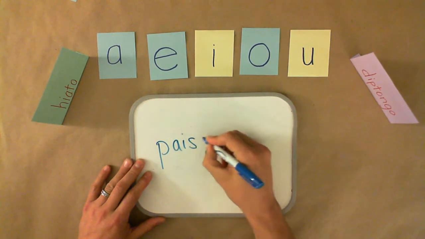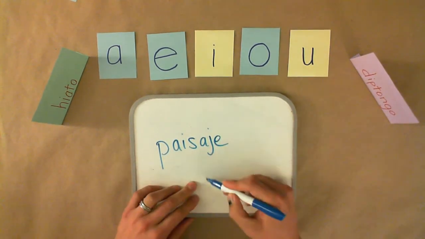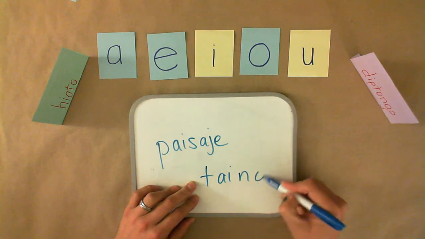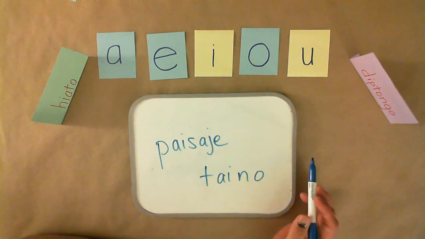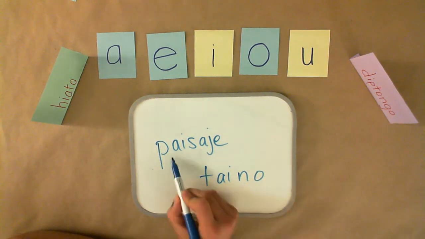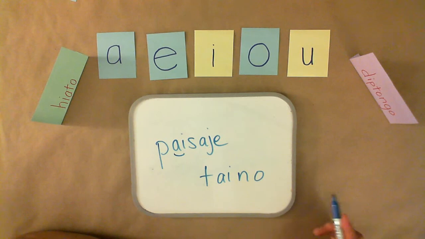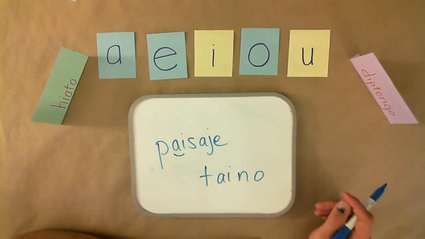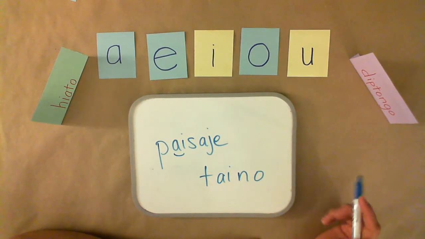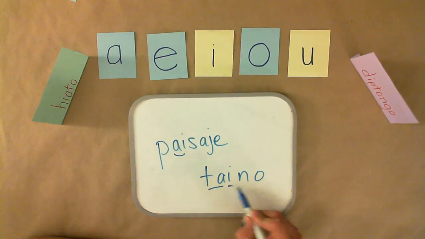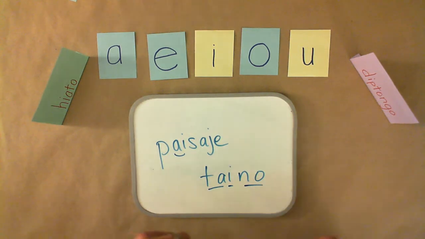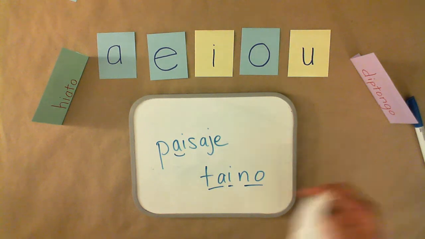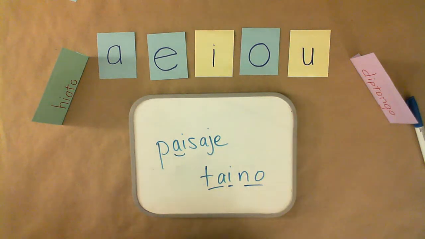Okay, let me show you another pair using the same A-I combination. Here's one, and here's another. Okay, so this word is paisaje. How many syllables do you hear? Paisaje. You should hear three: pai, sa, and je. And in this word, how many do you hear? Taíno. You should hear three also. And taínos were the indigenous people that lived in Puerto Rico and I think on some neighboring islands also.